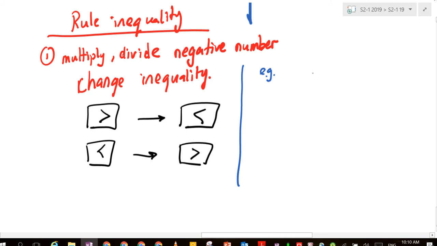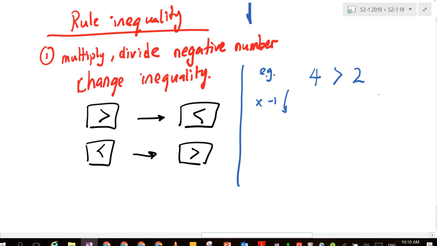Now, can you write down 4 is bigger than 2? Is this correct or wrong? Is this correct or wrong? Alright, now, can you do me a favor? Yongjie, please. Don't. Leave him alone.